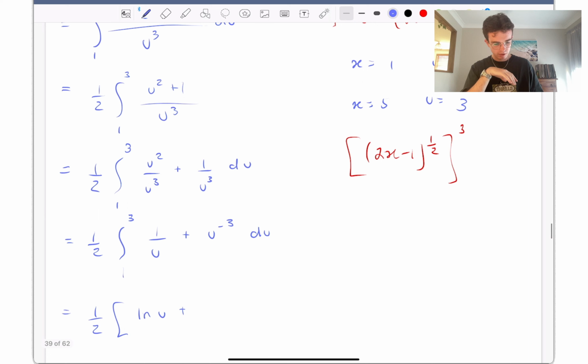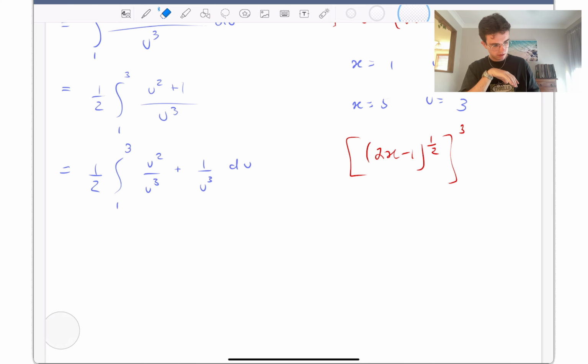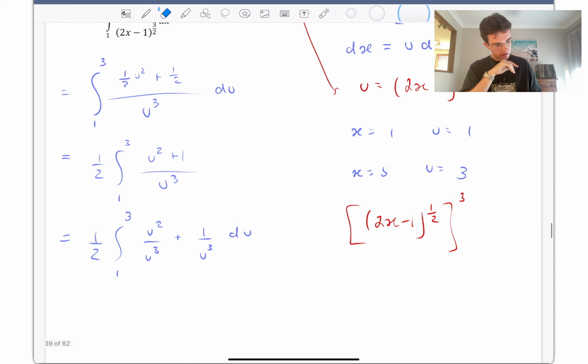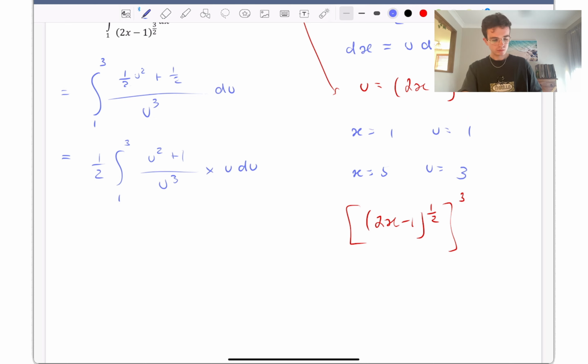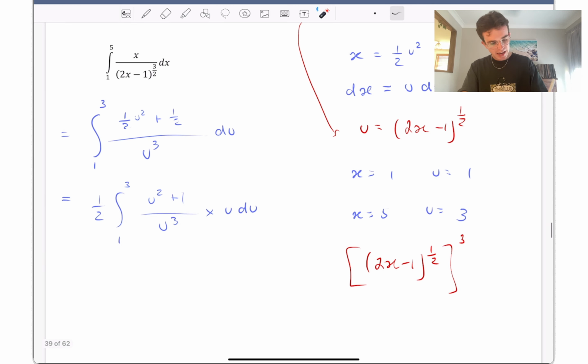Actually, you know what I've forgotten, everyone? Sorry. We might have to delete some of these steps. I always forget that. I've forgotten my du. So we need to multiply this by u du. We replaced our dx not with du, but u du, because we had a u du here.